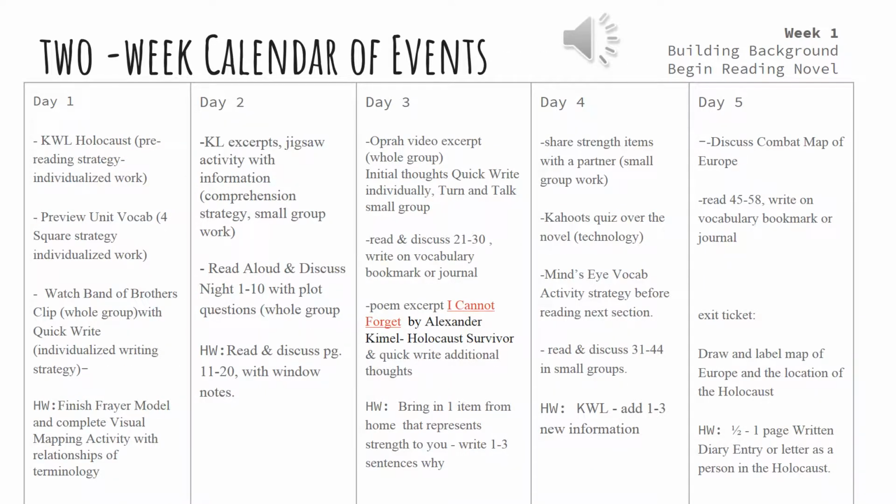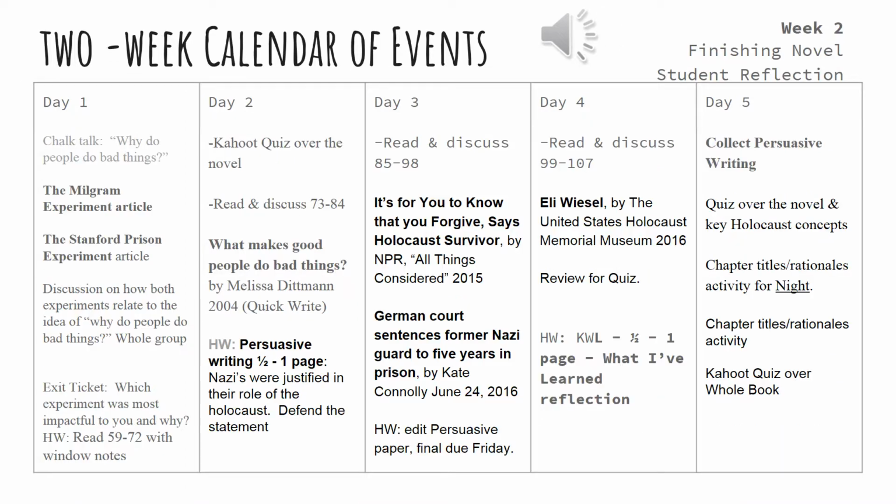The first week in the unit consists of building background information of the Holocaust as we begin to read the novel Night. The second week of the unit will consist of finishing the novel, reading supplemental articles, completing a writing assignment based on what they have learned, and reflecting on the unit.